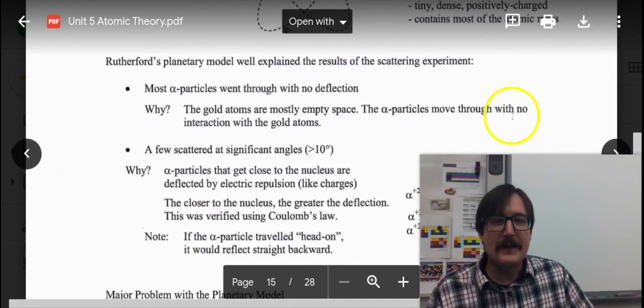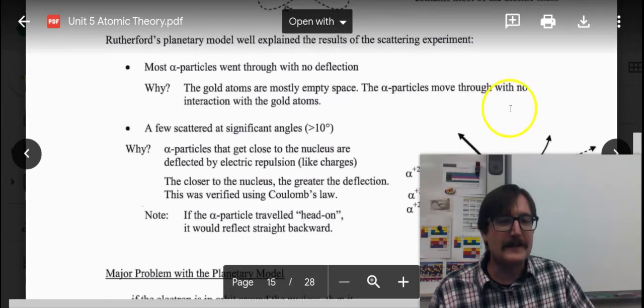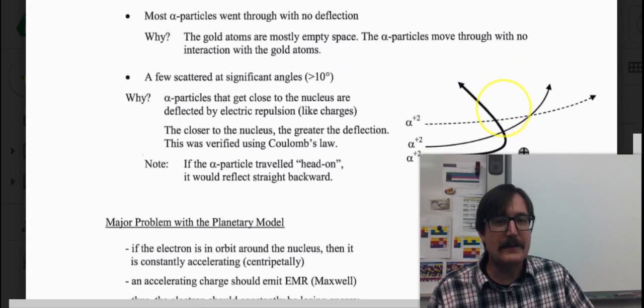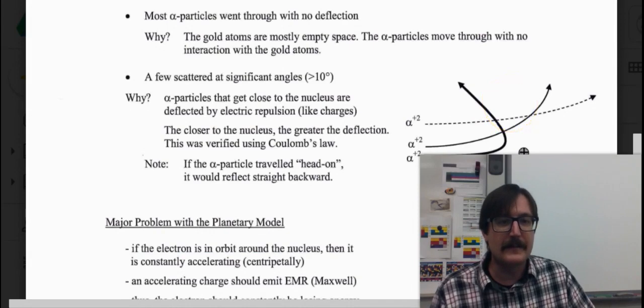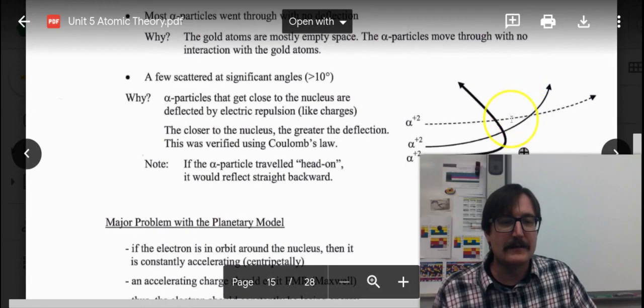Rutherford's planetary model well explained the results of the scattering experiment. Most alpha particles went through with no deflection. Why? Well, the gold atoms are mostly empty space. The alpha particles move through with no interaction with the gold atoms. A few scattered at significant angles. So the alpha particles that get close to the nucleus are deflected by electric repulsion, like charges, because a positively charged alpha particle is deflected or repelled by a positively charged nucleus.